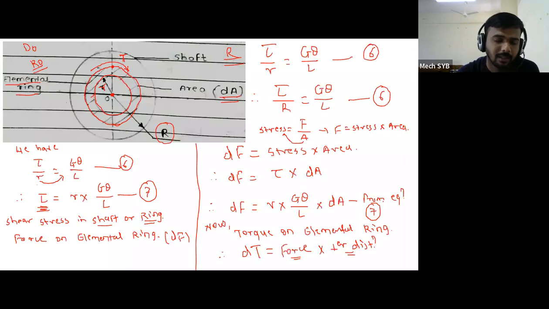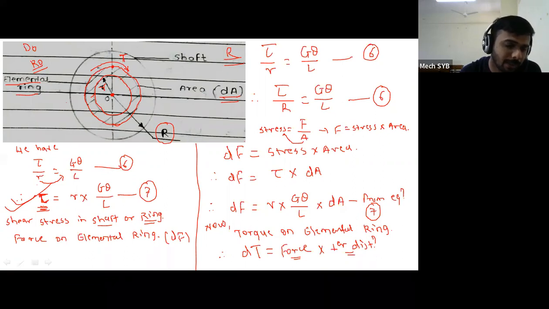Okay, and then for further derivation we considered one small elemental ring. The stress in that elemental ring we have already found out, that is the first 50% of the derivation, tau upon R is equal to G theta by L. That same equation I have written in the form of tau as equation number 7. You can see this is equation number 7. This equation indicates the shear stress induced in the shaft. In that same shaft we have considered an elemental ring, so this shear stress is also applicable for the elemental ring. Then, using that shear stress and the area of that elemental ring, we found the force applied on it.